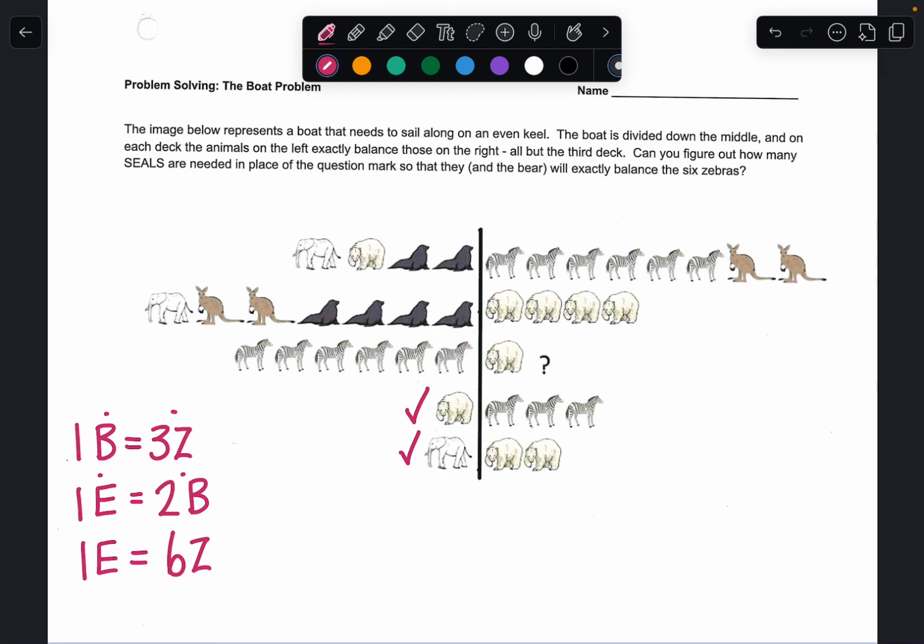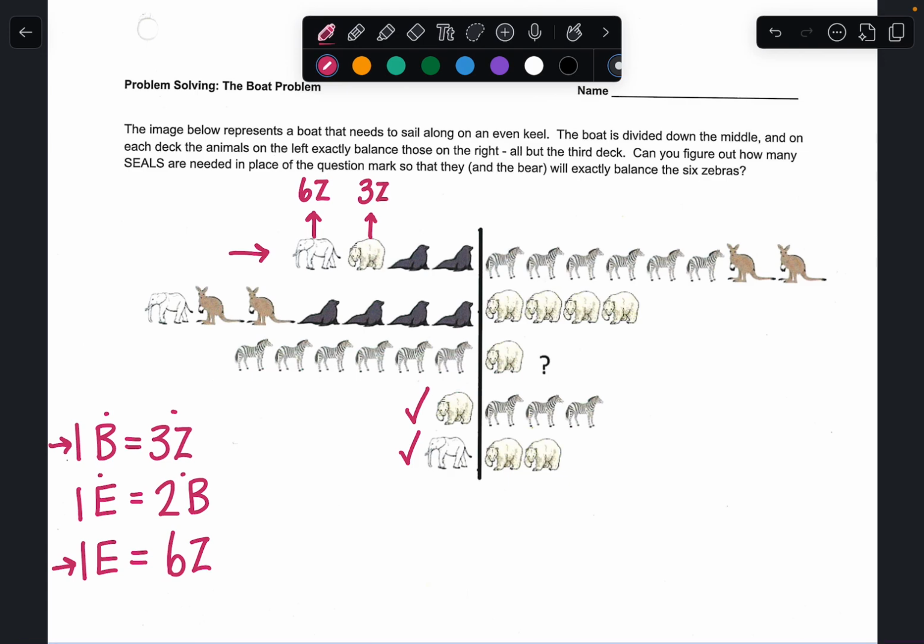Let's go ahead and start at the top now. I'm converting everything to zebras because this is the row that we're worried about, the row that we need to find. Let's see if we can convert it to zebras. I think that will help. This elephant equals 6 zebras, so I'm going to put a 6Z right there. A bear is 3 zebras, so I'm going to put a 3Z right there.